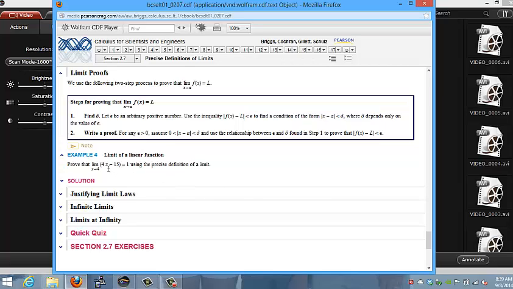So we're going to do an example where there's a limit of a linear function. Okay? And it says, prove that the limit as x approaches 4 of this equals 1 using the precise definition of a limit. Okay? So you're going to want a new sheet of paper because these take a little time. Okay? And we're going to write down limit x approaches 4 of 4x minus 15 equals 1.